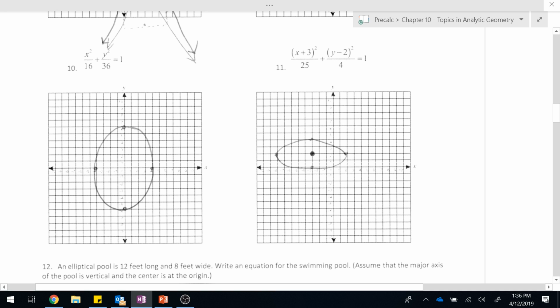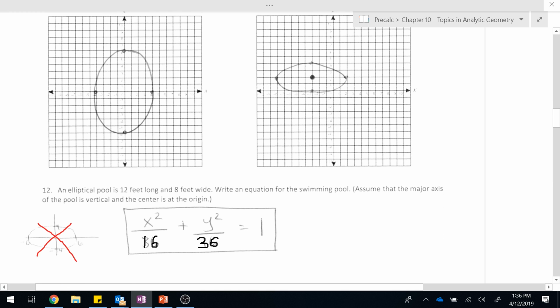Then x plus 3, quantity squared over 25, y minus 2 squared over 4, for number 11. You've got it going horizontal this time. a is 5, b is 2. So plus or minus 5 from your center, which is -3, 2. And you plot that.